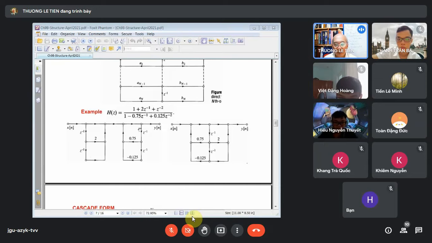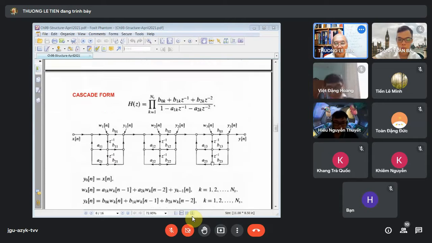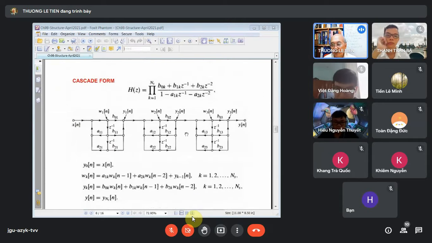This one should be direct form 1? It is direct form 2. Okay. Similarly, we get the cascade form.